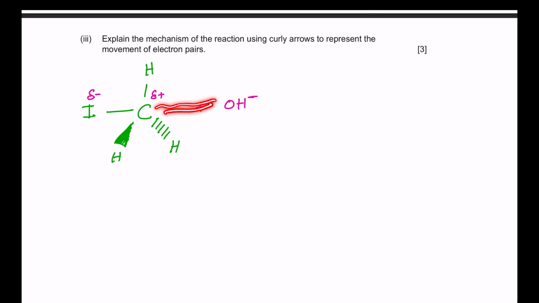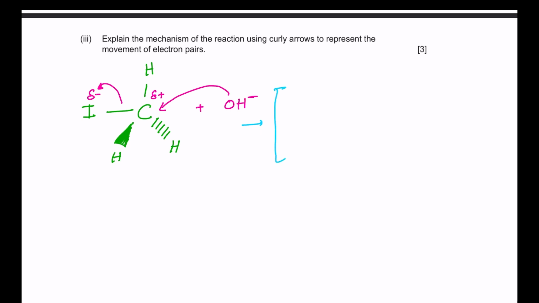Explain the mechanism of the reaction, representing the movement of electron pairs. This is the wedge and dash structure of CH3I. Now I is more electronegative than carbon, so I will have a slight negative charge on it, while carbon will have a slight positive charge on it. When OH minus comes in the vicinity, it will be attracted by this carbon atom because it's a positive charge and it's a negative charge. So OH minus will first attack this carbon, and this carbon will start breaking the bond with this iodine.